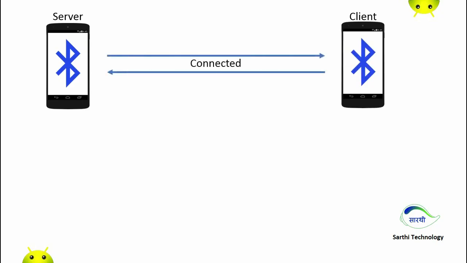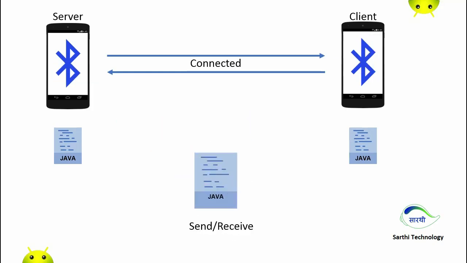The server and client are considered connected to each other when they have a connected Bluetooth socket on the same RFCOMM channel. We will write different Java code for both client side and server side, and after that write some code for sending and receiving data. Before we dive into the tutorial, let's discuss some topics that are very necessary for creating Bluetooth communication apps.